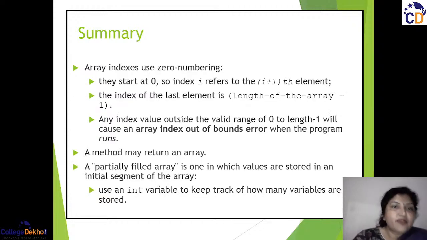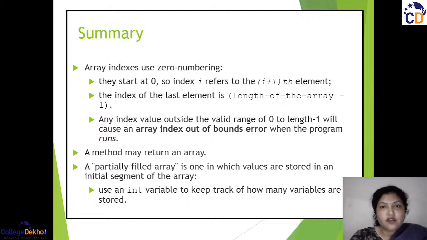Then we have array indexes use zero numbering. I told you the first index of the array starts with 0. So index i refers to the i plus 1th element. Why? Because we are starting with 0. The index of the last element is length of the array minus 1. Why? Because we are starting with the 0 index.